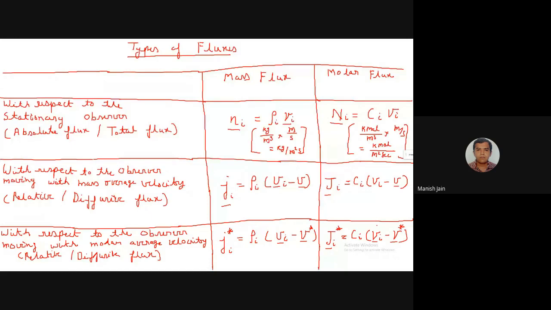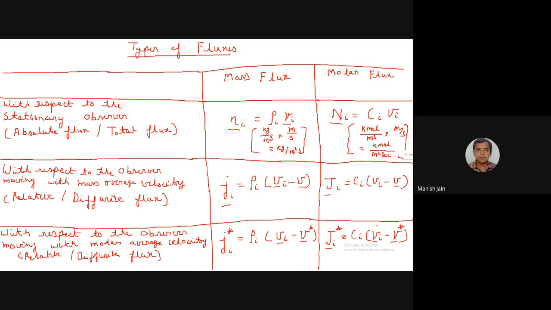So when we solve problems, you will see sometimes we use the absolute flux, sometimes we use the diffusive flux, based on the requirement, based on what you want to calculate. There are also correlations between the absolute flux and the relative flux that we will study in the next class.